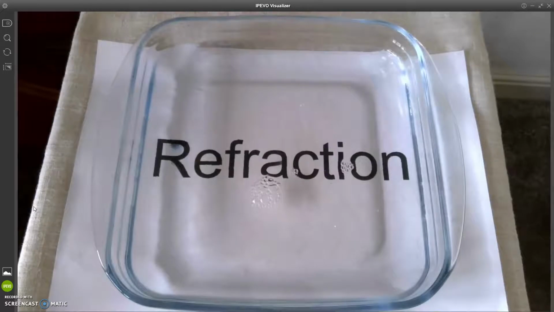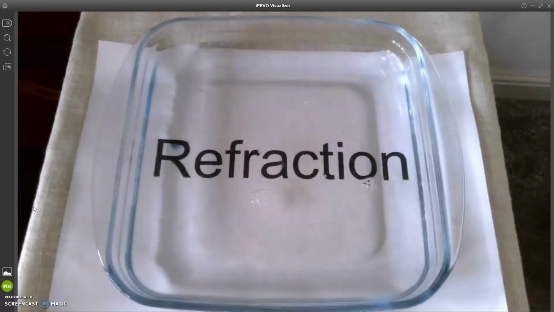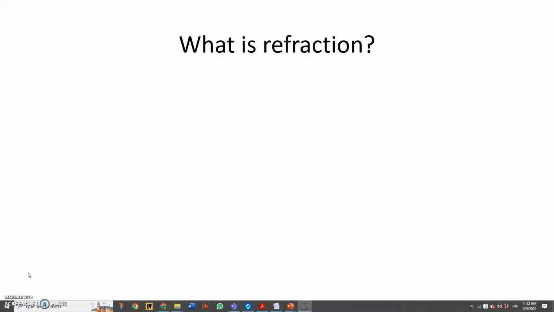is going into the dish, and when you pour the water in, the word suddenly becomes visible, and obviously the word is refraction. And what we're going to look at is why that happens, why you can't see the word before you pour the water in, and why you can see the word after you've poured the water in. So how can we explain what is going on in this demonstration?